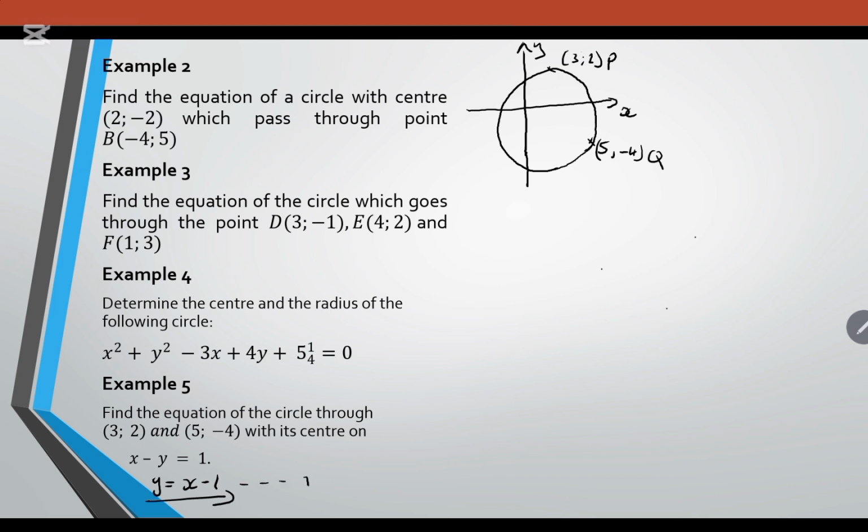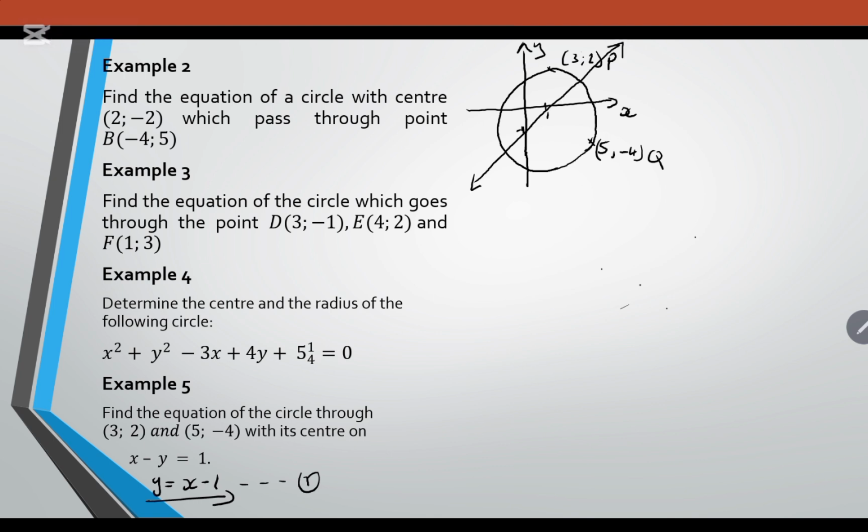Let's call this equation number 1. Now I'm going to sketch this equation on the Cartesian plane. So the y-intercept is negative 1. So this is negative 1. And the x-intercept is 1. So the graph is passing through this point.